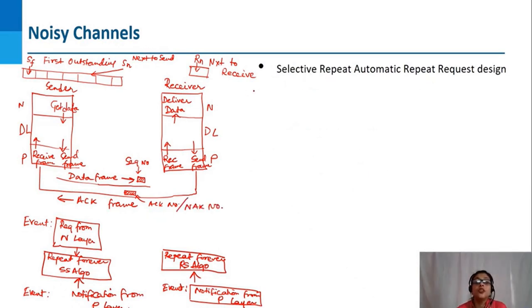Next, let us understand a much more sophisticated noisy channel protocol. This is selective repeat automatic repeat request. It is the same as go back N, with the only exception that if it has sent 1, 2, 3, 4 and has received acknowledgement for 1, 4 and 3 but has not received acknowledgement for 2, in the previous case it had to go back to 2 and resend all these frames. But here it can selectively send the second frame for which it has not received any acknowledgement. So this is selective repeat automatic repeat request.